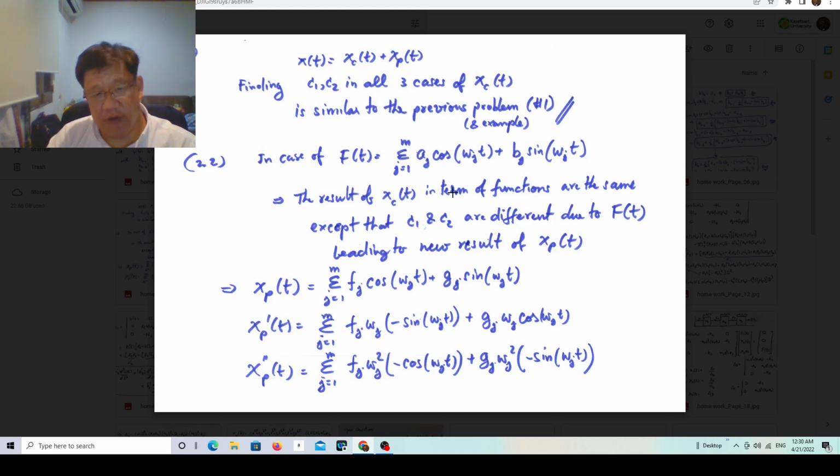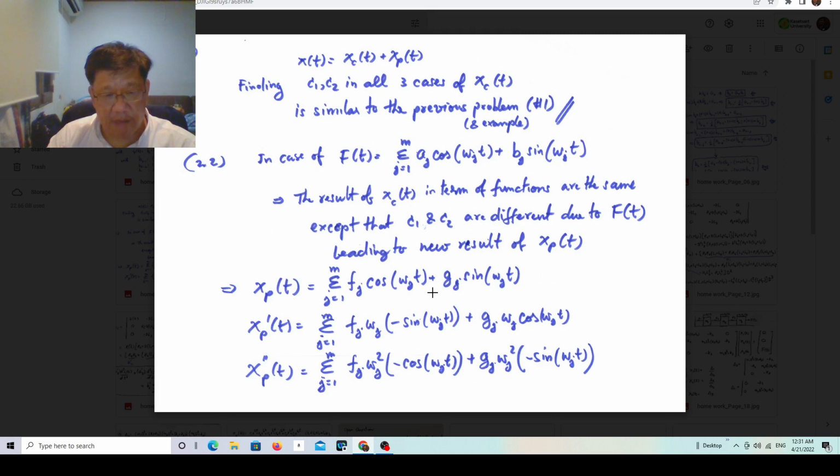The resulting complementary solution x sub c(t) is still the same, because the complementary solution does not rely on what kind of force function there is. Therefore in general form x sub c(t) is the same, but the difference will be x sub p(t), since f(t) is different. As in the previous example, f(t) dictates the pattern of x sub p(t). Since here f(t) is a summation of sinusoidal functions, the resulting x sub p(t) is also a summation of m terms of sinusoidal functions, at the same angular velocity omega j, with both sine omega j t and cos omega j t.